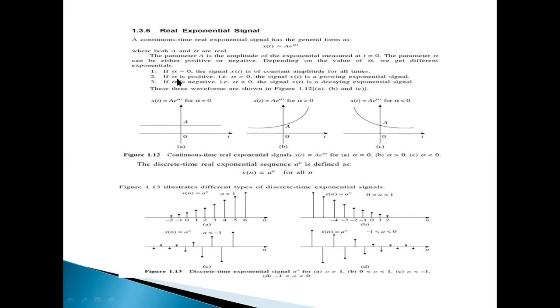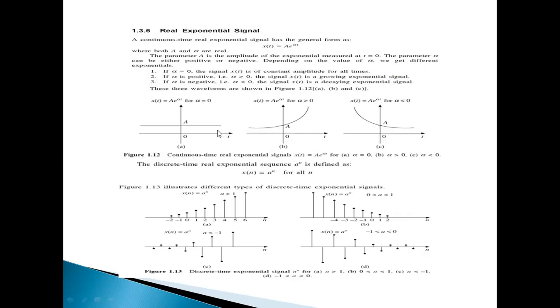Coming to the second case, alpha is positive. Alpha positive means alpha is greater than 0. The signal x of t is growing exponentially, a rising exponential signal. See here, rising exponential signal.